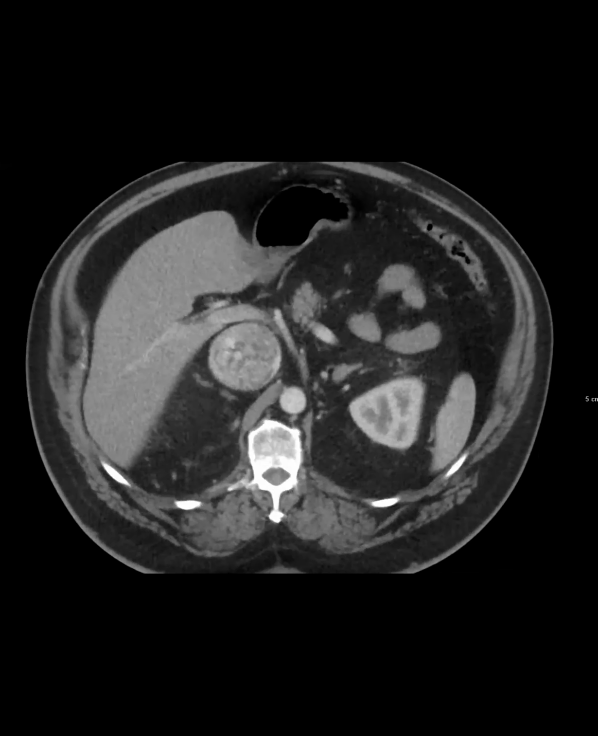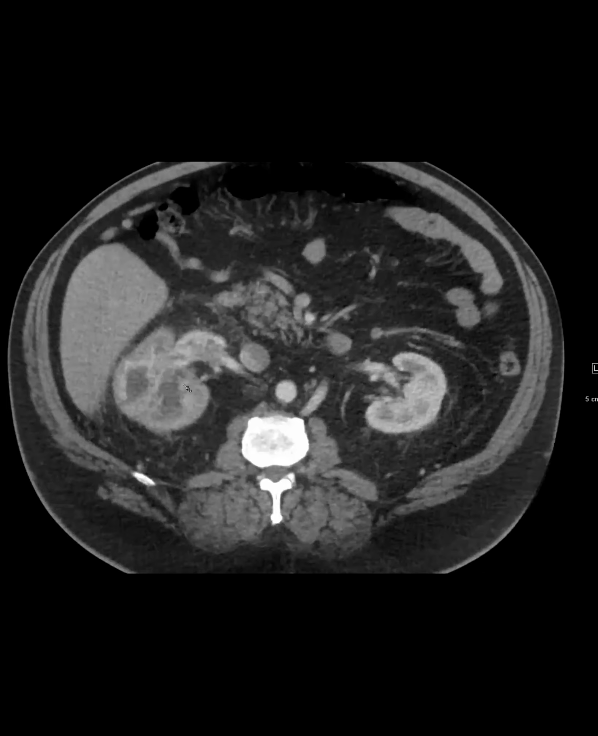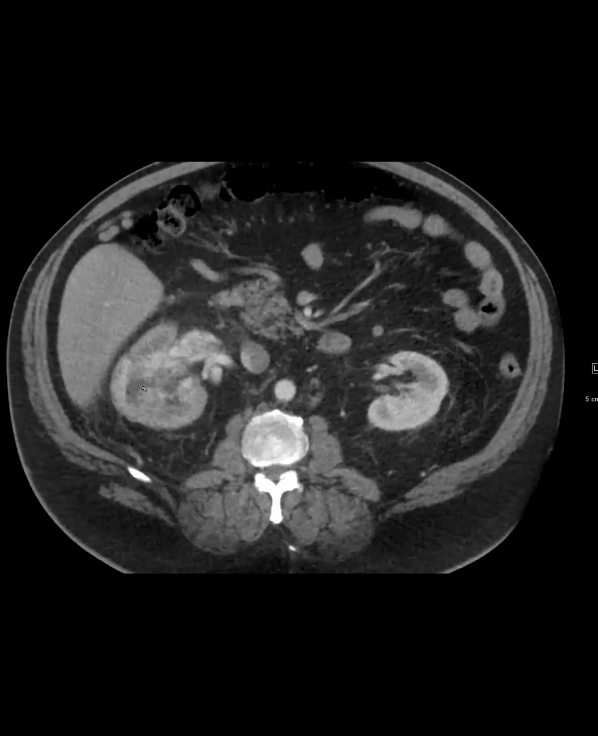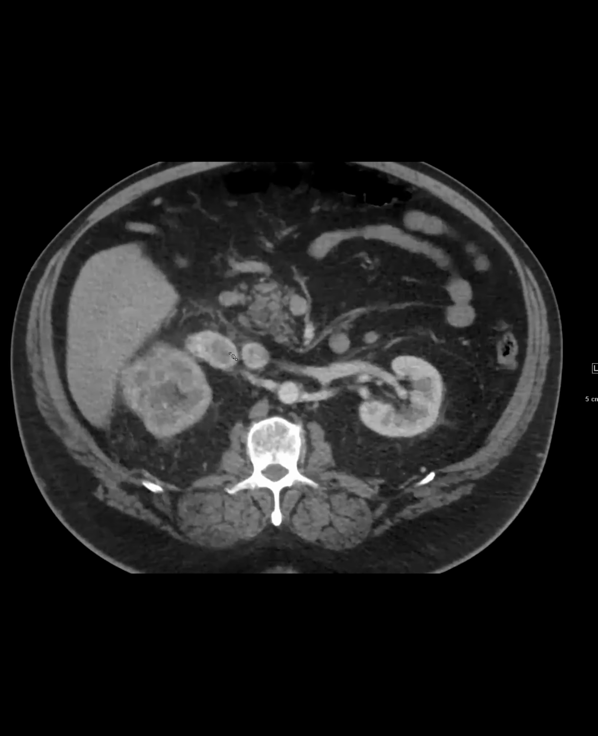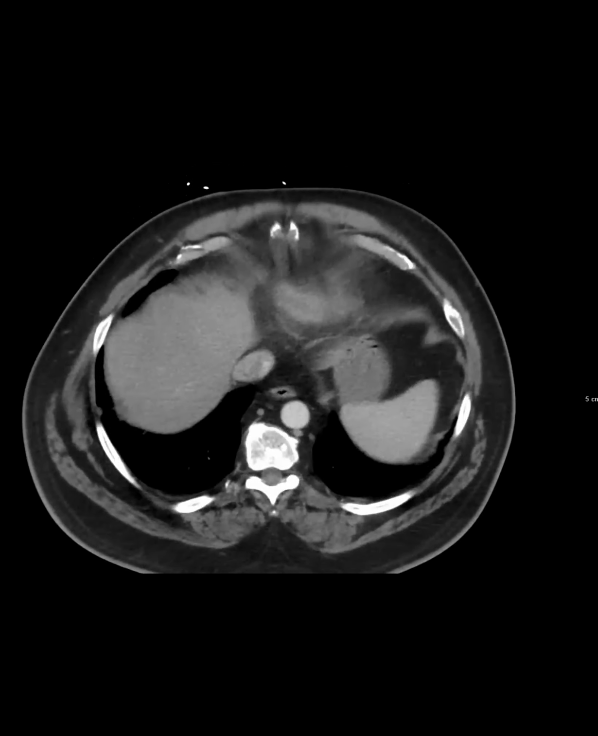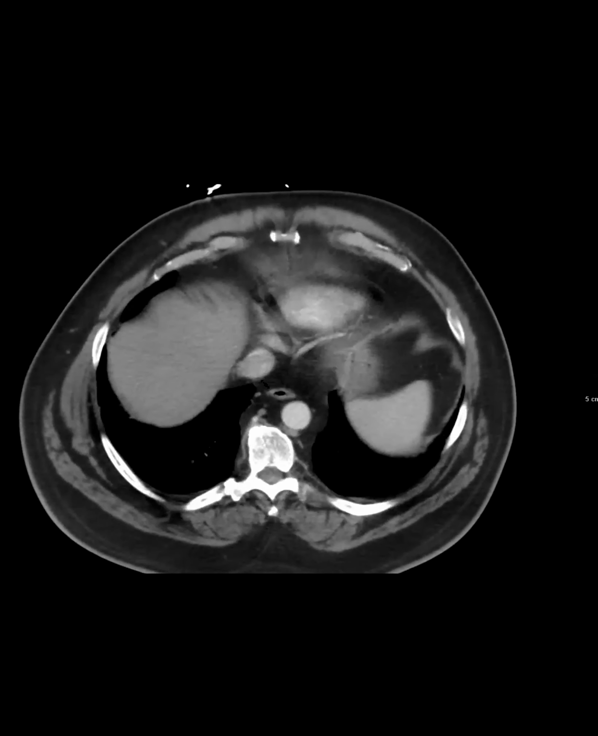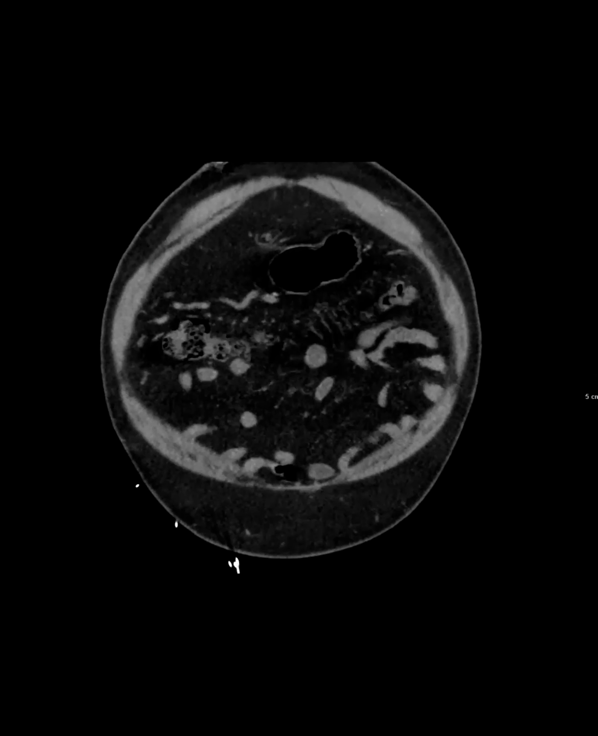And then this is the final case. It's just a companion case to one that Manjul showed a couple of weeks ago. And we can see that there is a process going on from the kidney into the renal vein, into the IVC, and extending into the suprahepatic IVC. I'll show you on another sequence.